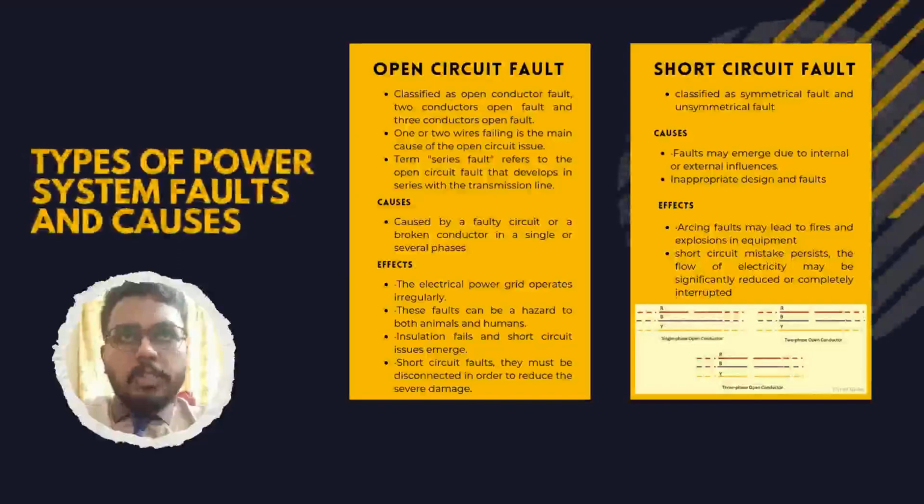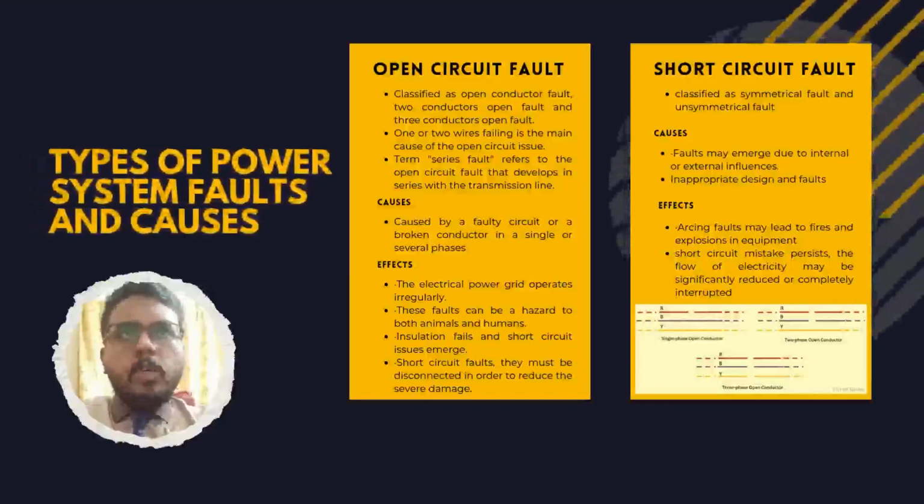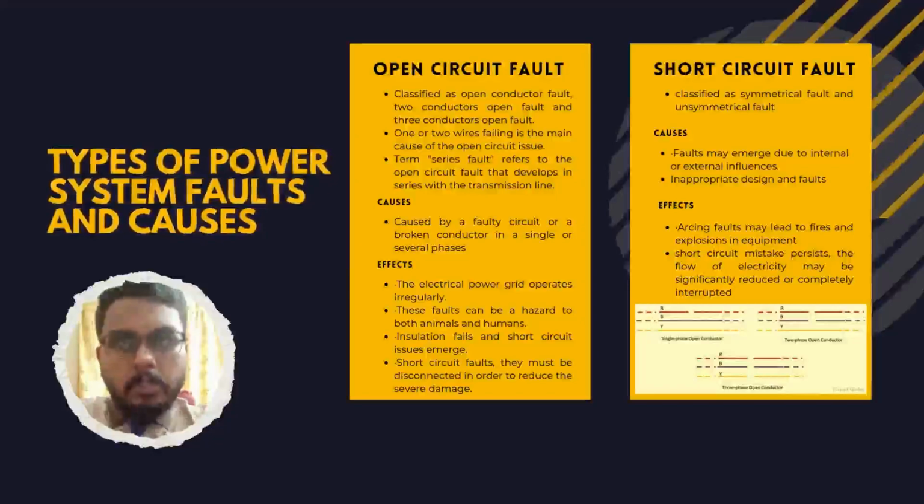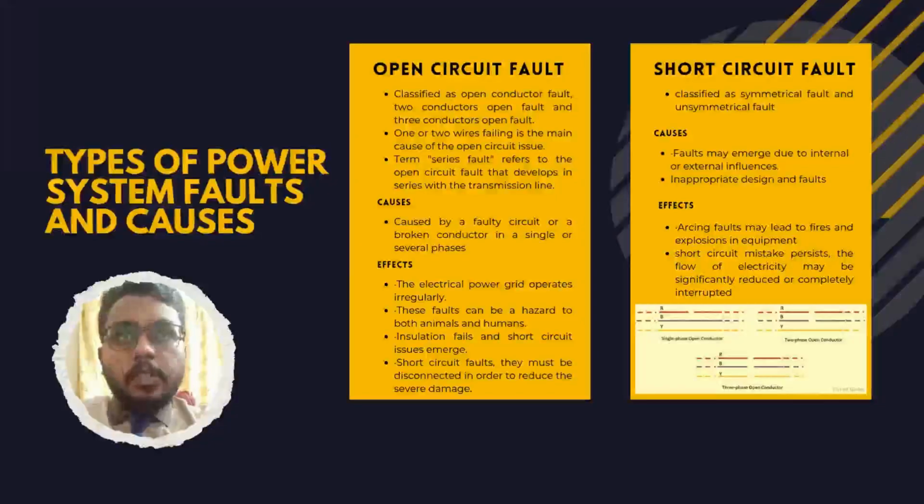The first type of fault is the open circuit fault. One or two wires failing is the main cause of the open circuit fault. The term series fault refers to the open circuit fault that develops in series with the transmission line. Open circuit faults are classified as one conductor open fault, two conductor open fault, and three conductor open fault.